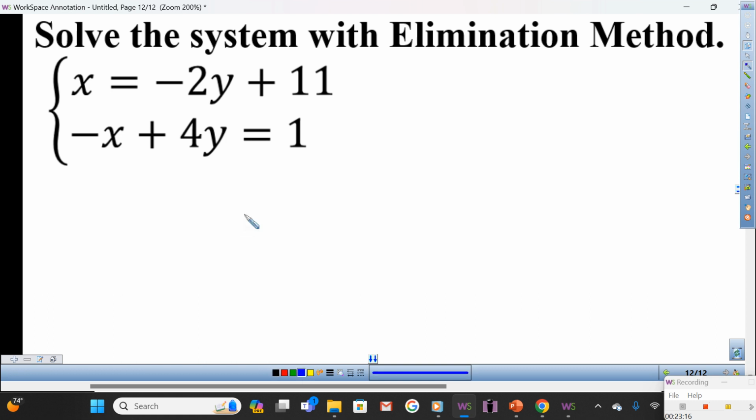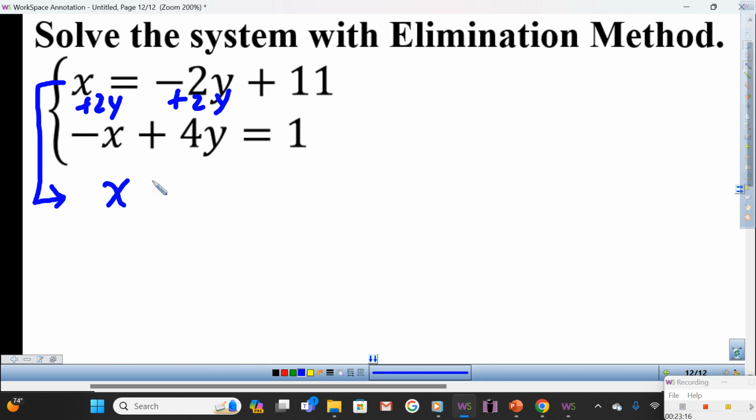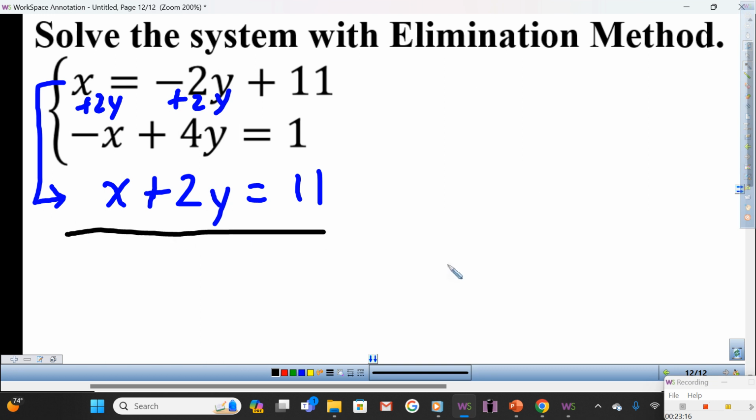What do we do? Help me out, Noah. What do we do for the top one? Add 2y to each side. And I'm going to write it underneath this one since this one's already in order. So we have x plus 2y equals 11. Do you know what to do from there? Finish it off, please. Then Noah's going to pass it to someone to continue. But continue from there. Go.